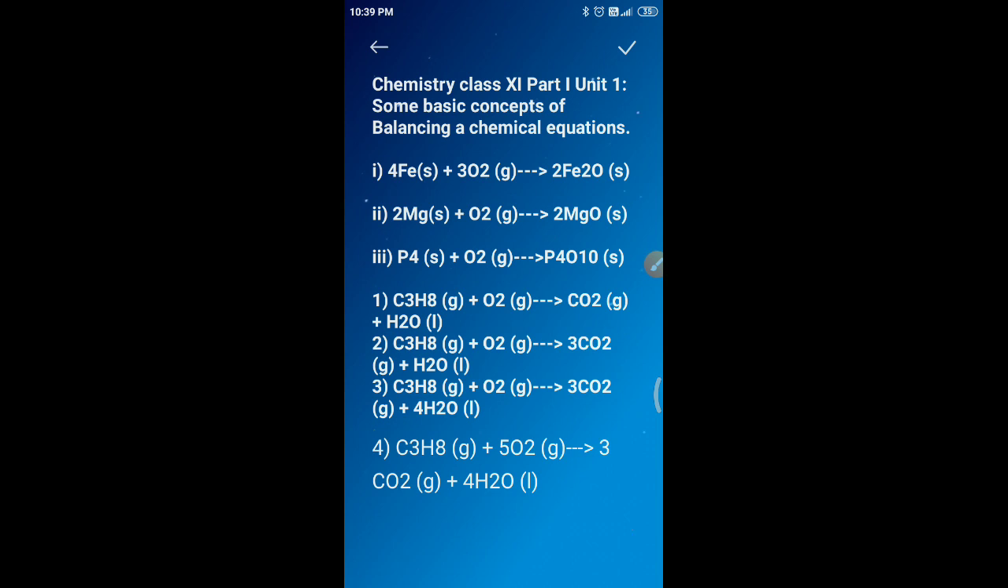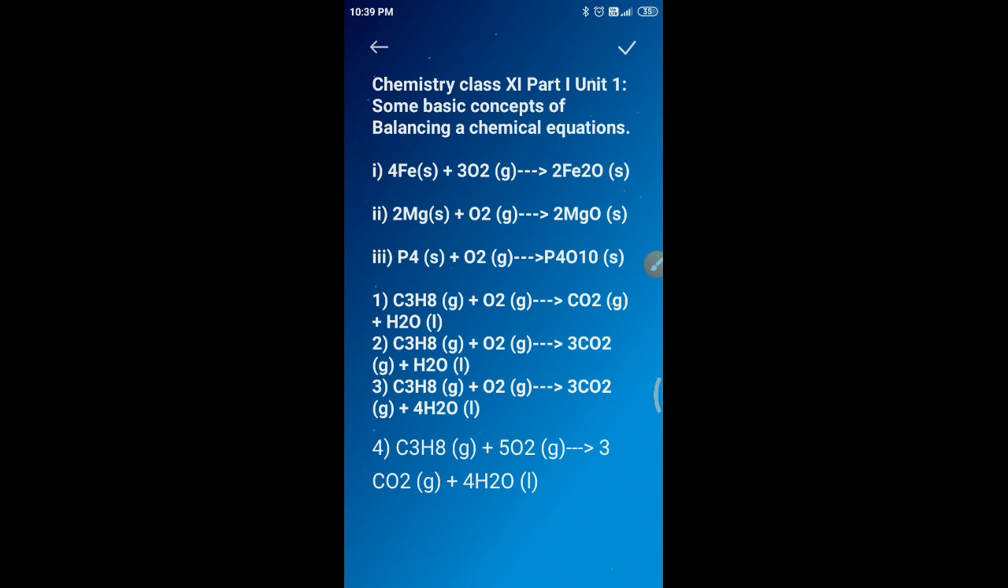Now you have to verify whether the equation is balanced or not. The equation shows there are 3 carbon atoms, 8 hydrogen atoms and 10 oxygen atoms on each side. On the left side, carbon is 3, hydrogen is 8 and oxygen is 10. On the right side, carbon is 3, oxygen is 10, and hydrogen is 8. So this is the correct balanced equation.